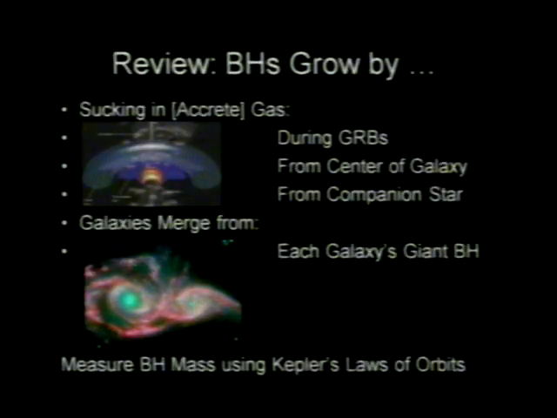So let's review. Black holes grow by sucking in and accreting gas. This can happen during, say, a gamma ray burst. Black hole is born, and it can actually continue to grow by sucking in the star's envelope. You can be at the center of the galaxy and suck in gas from the center of that galaxy. Or in an X-ray binary, you can grab matter from your companion star in the binary relationship. You can also grow black holes by merging the galaxies together, because each galaxy has one of those massive black holes. And when they merge, it turns out that you're very likely to have those black holes merge too.